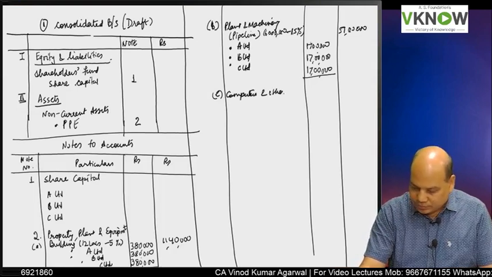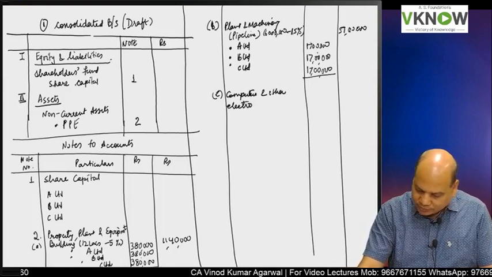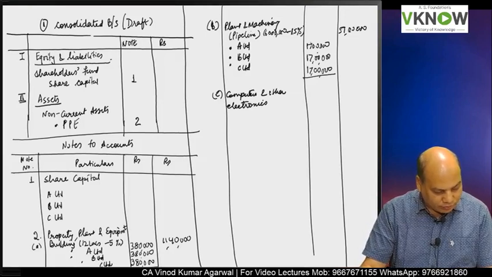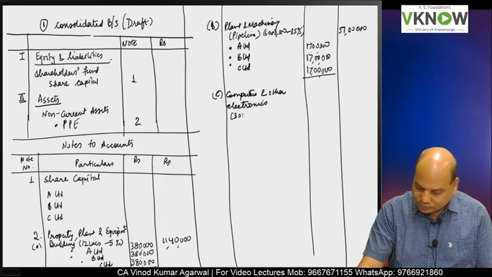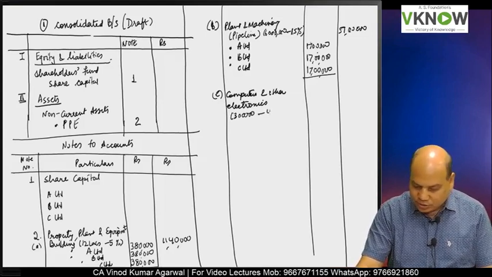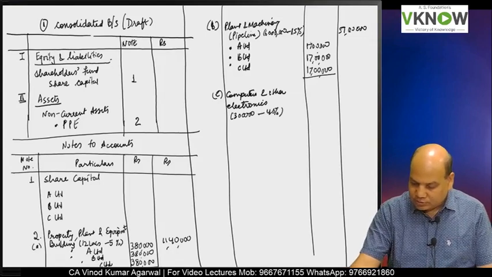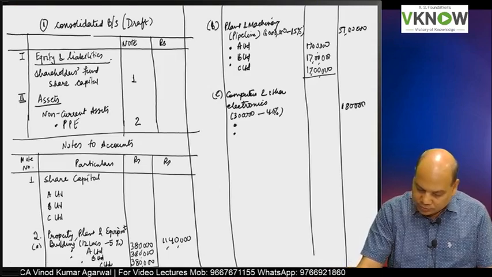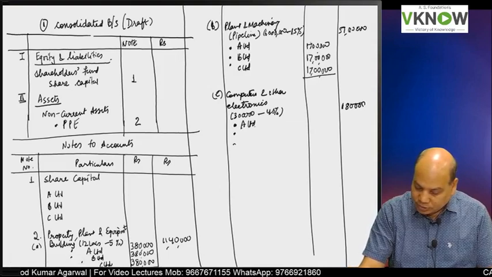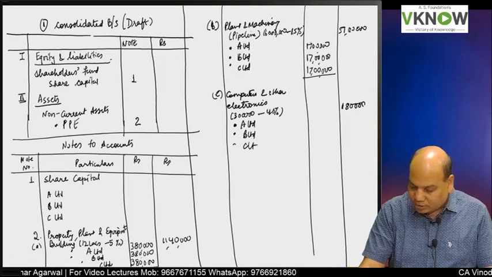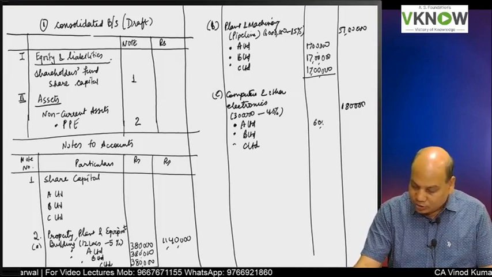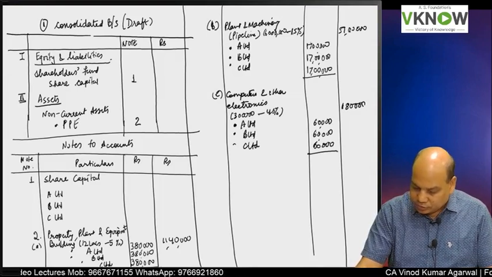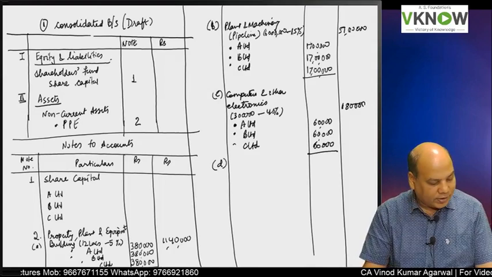Computers and other electronics. Now what is the cost of computers and other electronics? It is 3 lakh, and the depreciation rate is 40%. So that comes to 1,80,000. And then under that we have 3 companies: A Limited, B Limited, C Limited. Divide by 3, so each venturer is entitled to 60,000.